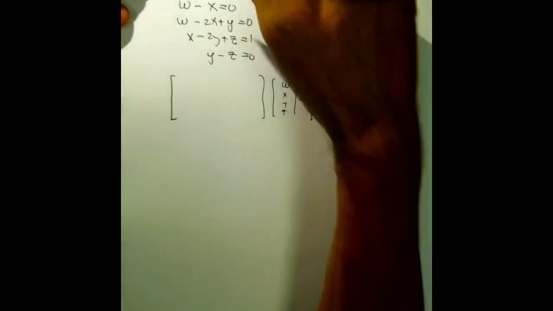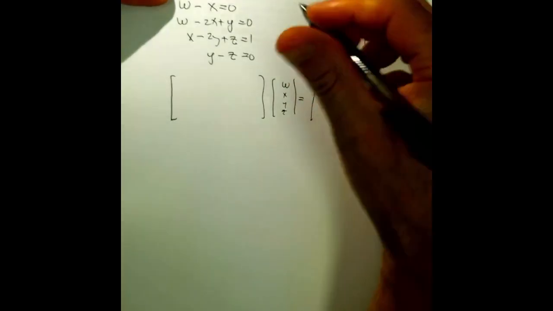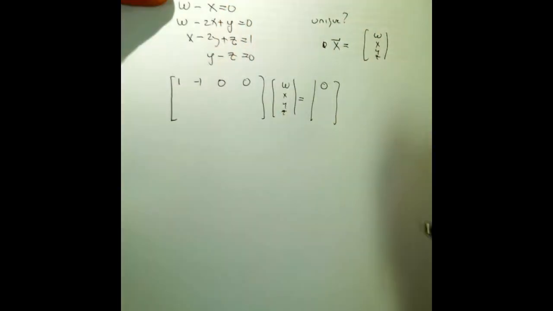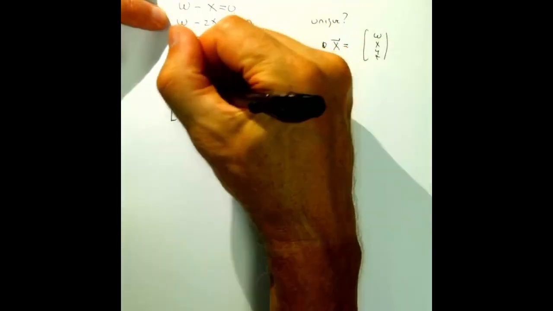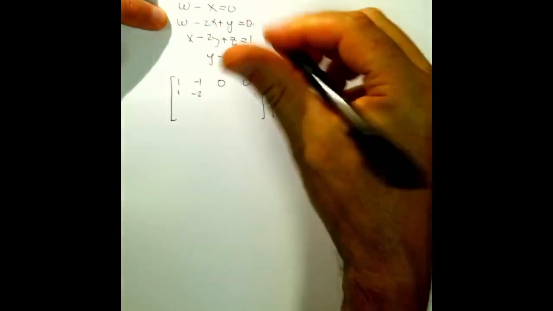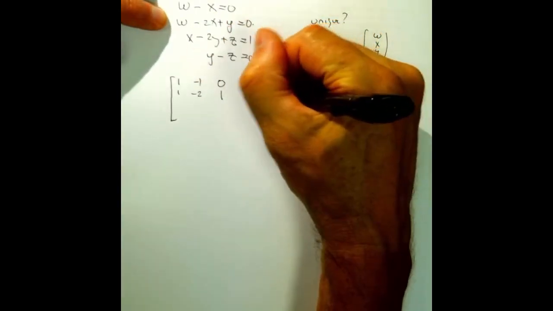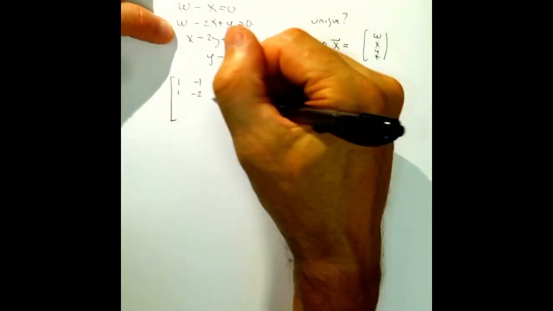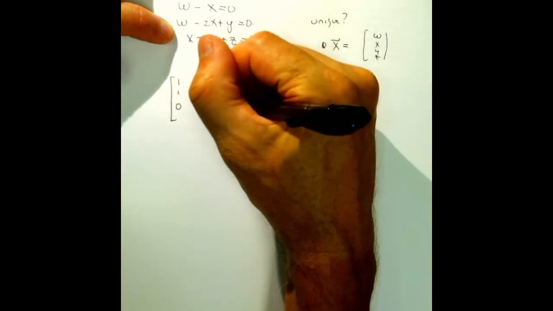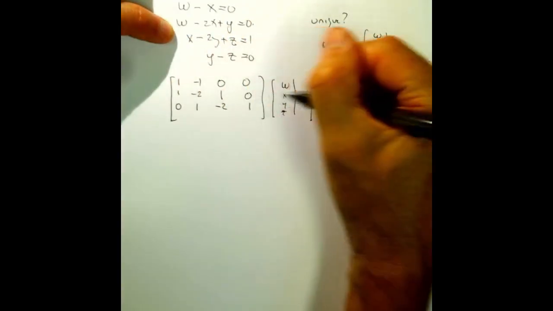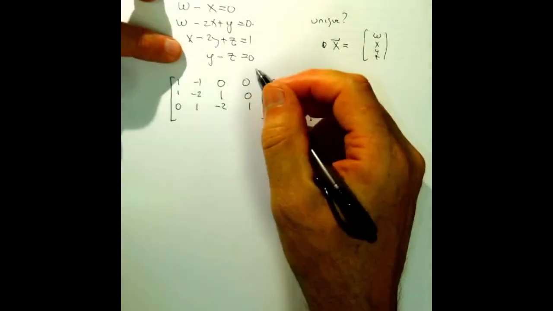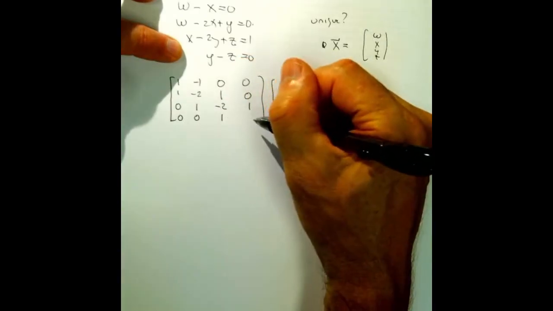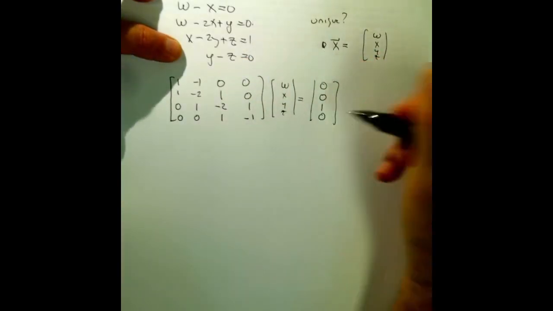As a matrix vector equation. So w minus x equals 0. It's going to be 1w minus 1x, 0y plus 0z. Second equation is 1w minus 2x plus 1y plus 0z is 0. Third equation is 0w, 1x minus 2y plus z is 1. And the last equation is 0w's, 0x's, 1y minus z is 0.